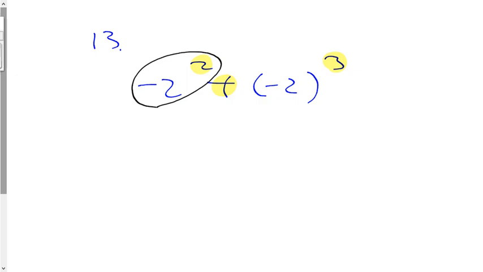Question 13. For questions 13 to 18, it says use BEDMAS to solve. So the first question is this. If we use BEDMAS, we're going to solve according to order of operations. I have an exponent, I have an addition sign, I have an exponent, do my exponents first. The opposite of 2 squared is negative 4, and negative 2 cubed is negative 8, and negative 4 plus negative 8. Standard form, simplified, is negative 12.